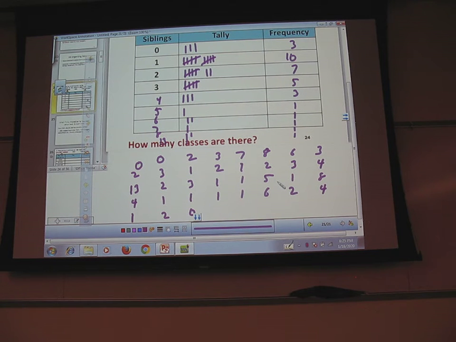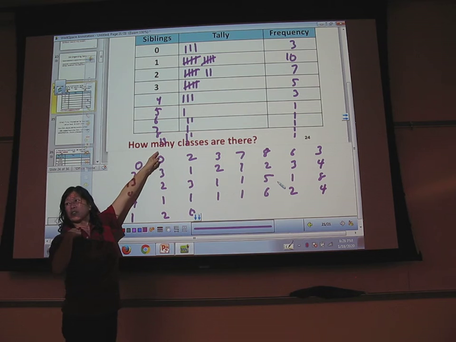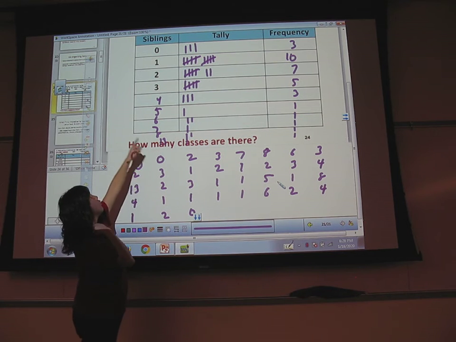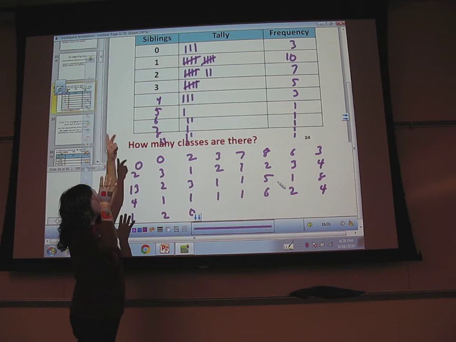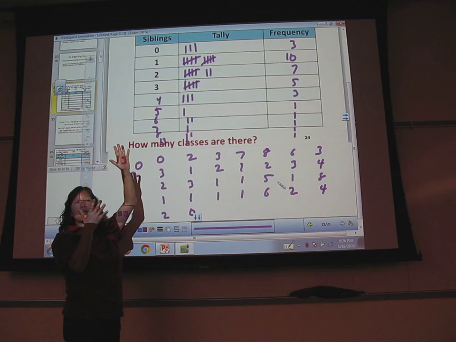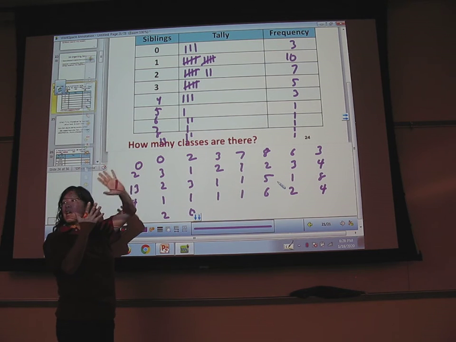Okay, so how many classes are there? How many classes do we have? 9. 1, 2, 3, 4, 5, 6, 7, 8, 9, 10. Someone might say 10. Can you guys say 13 down there? There's a 13 there. So 0, 1, 2, 3, 4, 5, 6, 7, 8, 13. Someone might say 10.